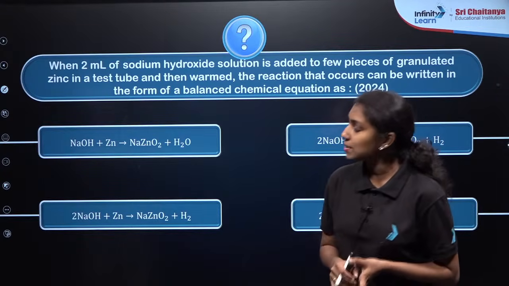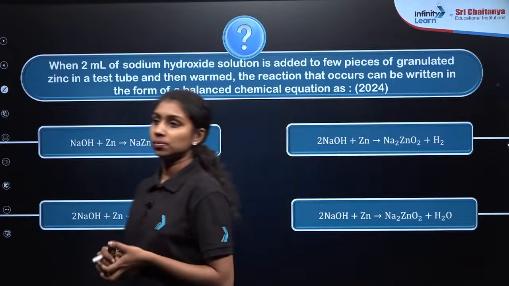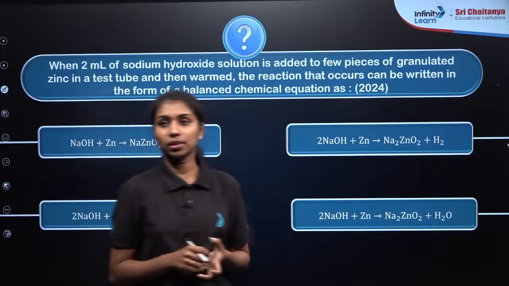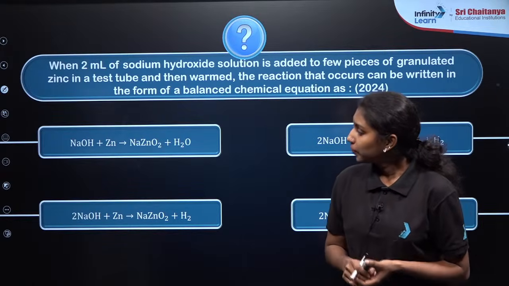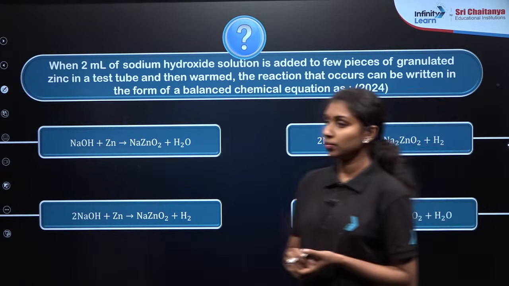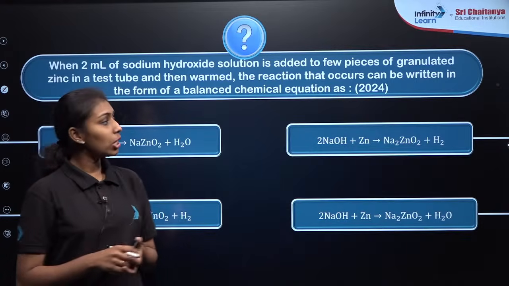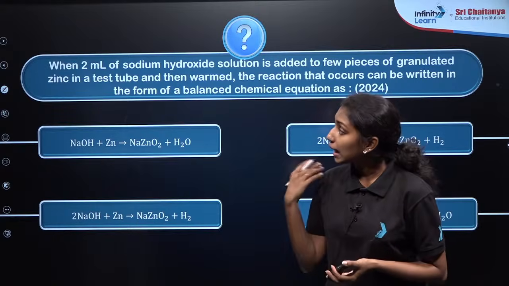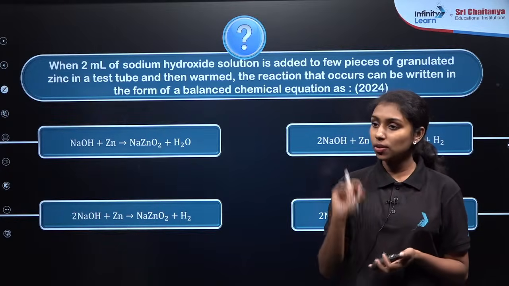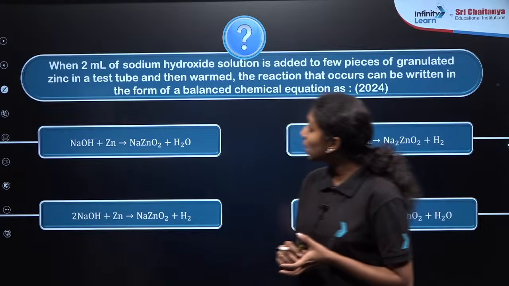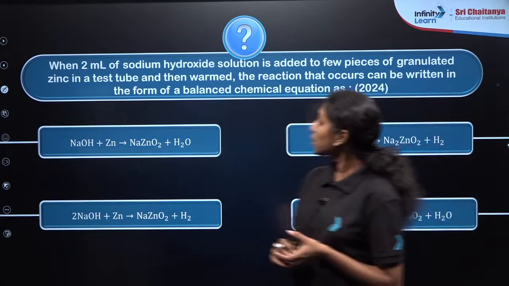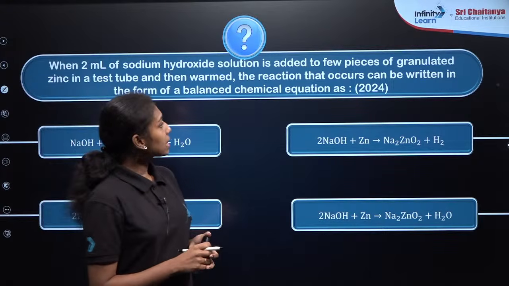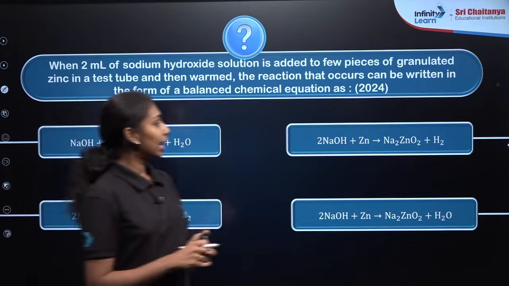Okay, now we are moving to our next question. The same concept we have already studied in the metals and non-metals concept also. What is the reaction whenever alkali or base is reacting with the metal, right? So read the question carefully. When 2 milliliter of sodium hydroxide solution is added to few pieces of zinc in a test tube and then warmed, the reaction that occurs can be written in the form of a balanced chemical equation as.